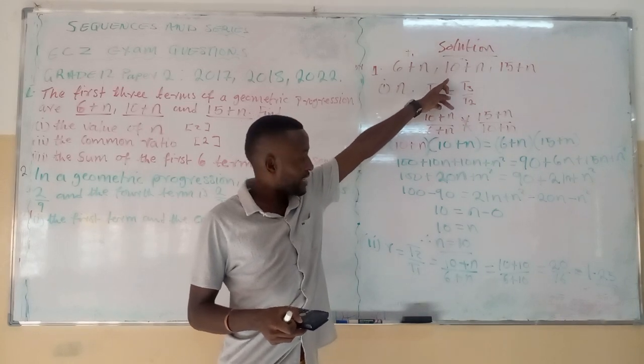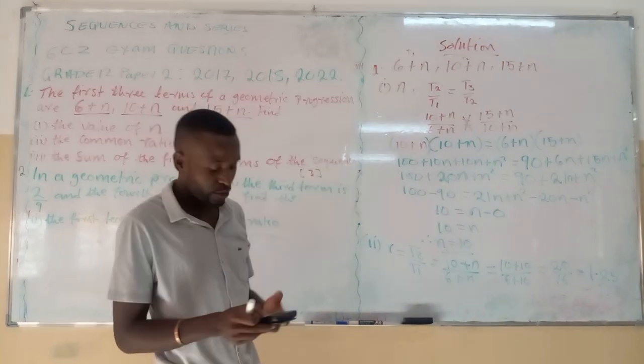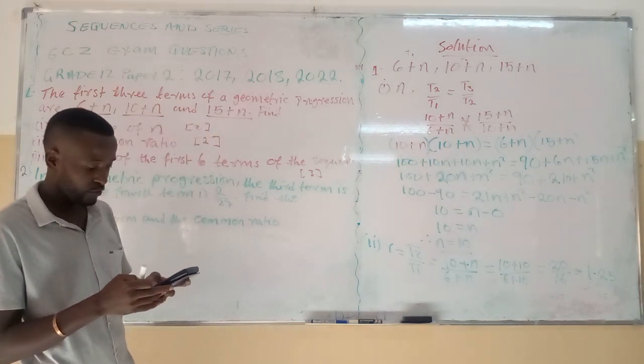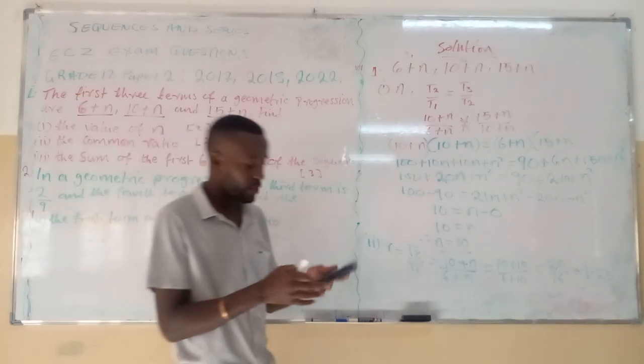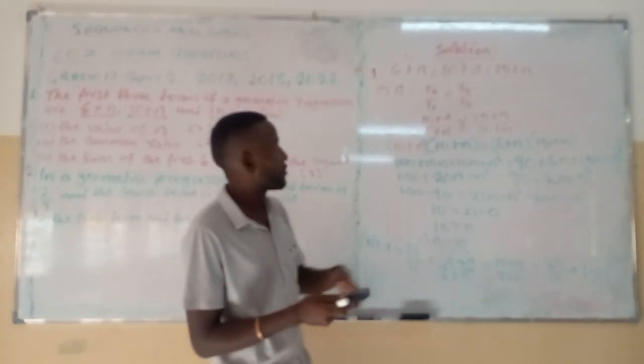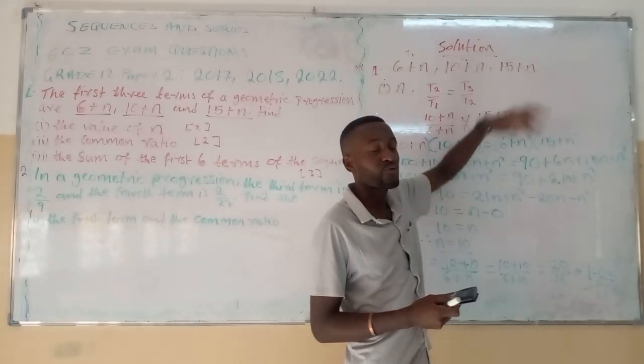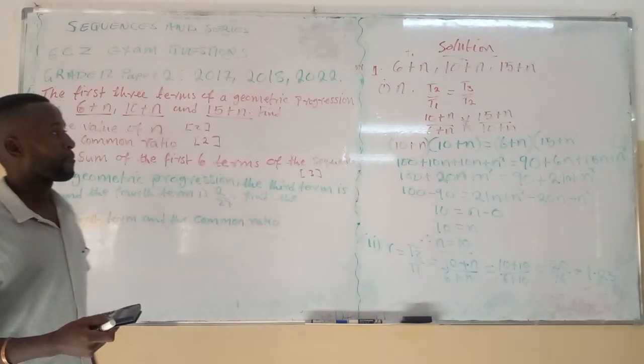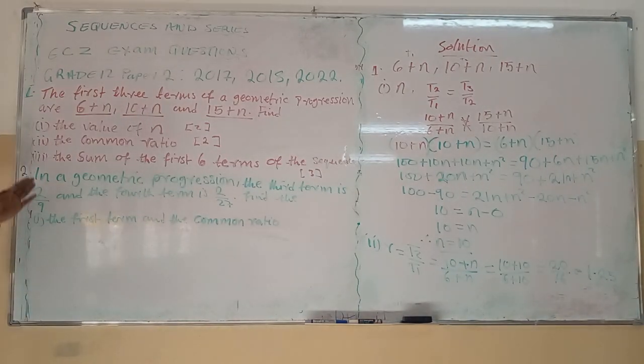Now, when you get the second term, multiplied by that one, you are going to get the next term. So 16 multiplied by 1.25, we have our 20. 20 times 1.25, we have 25. So the third term is 25. You can prove it by multiplying. Hence, you are done. Now, let us move to the second question.